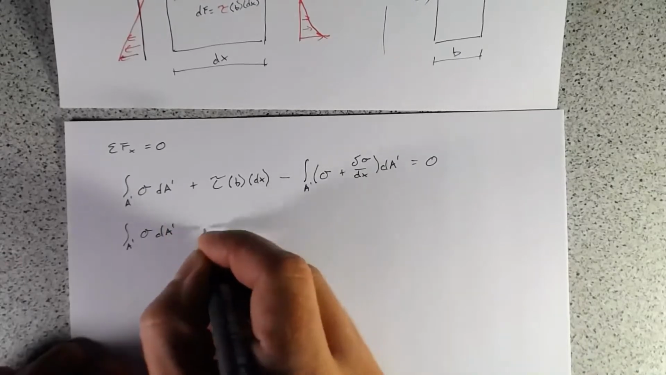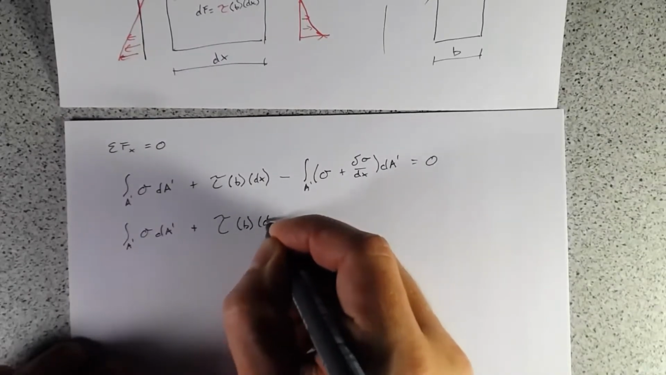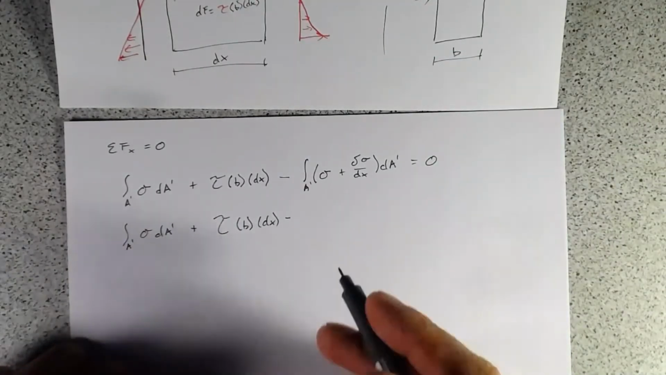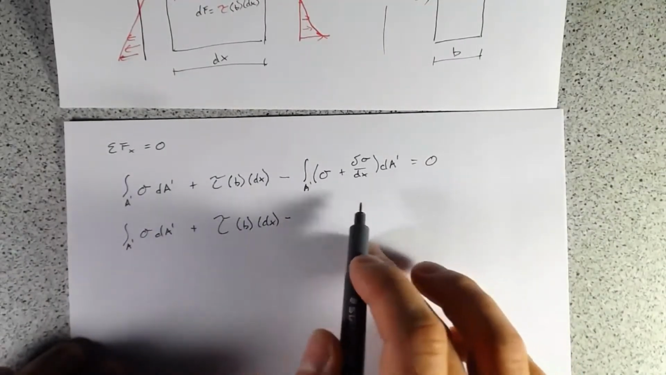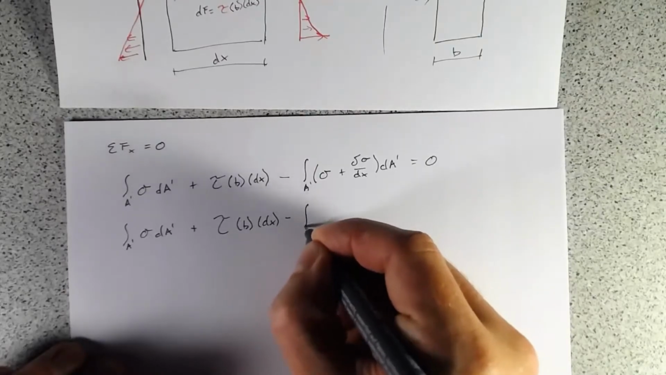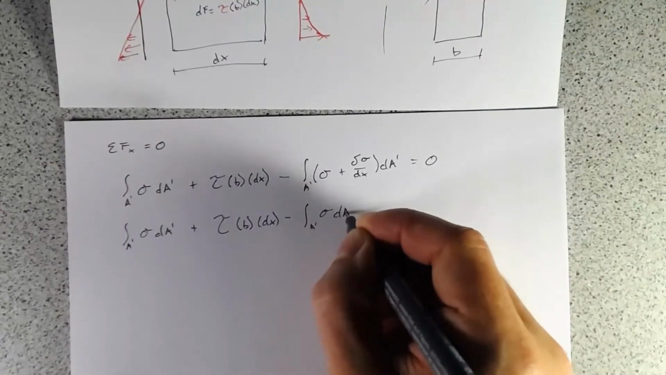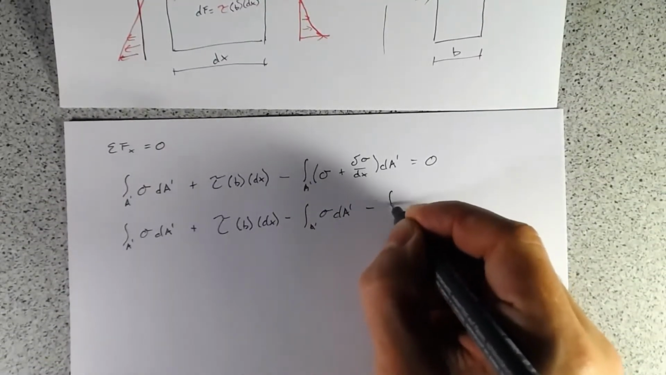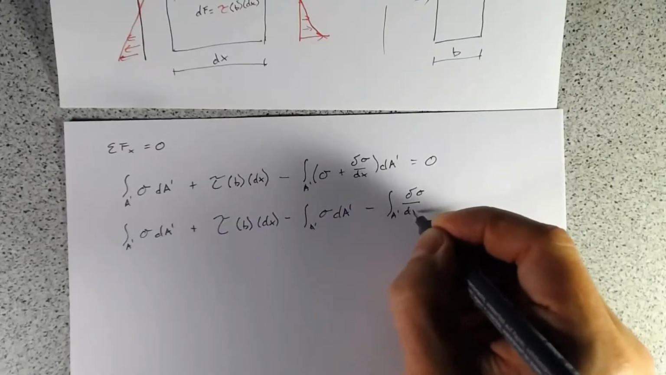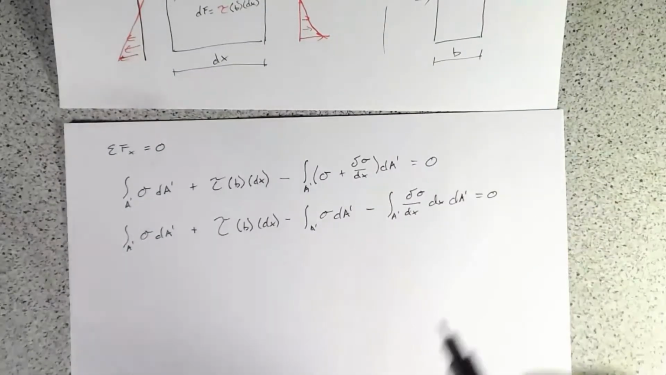Sigma dA prime plus tau b dx. We'll just split this out into two integrals. So we can multiply out the dA, and it's a polynomial, so we can just take those integrals separately. So we're going to have A prime sigma dA prime minus A prime delta sigma over dx times dx dA prime equals 0.